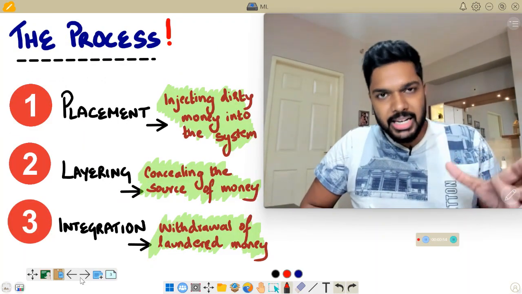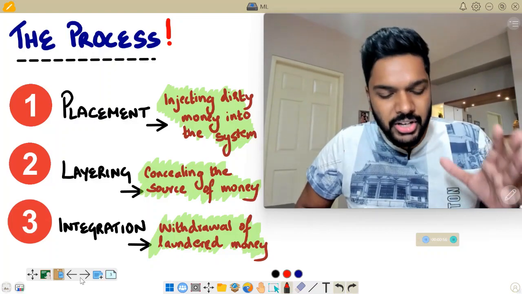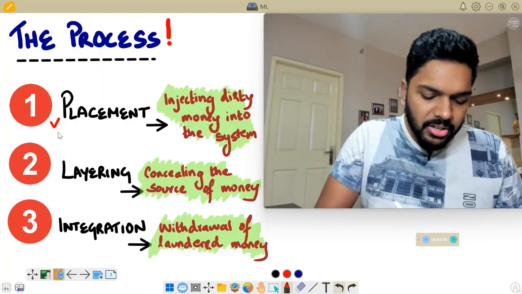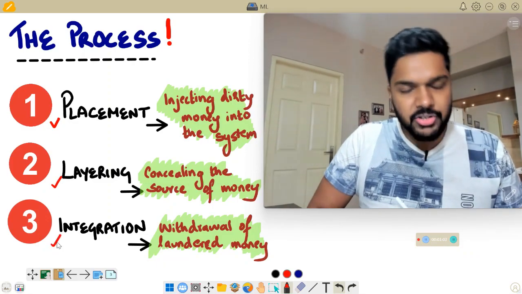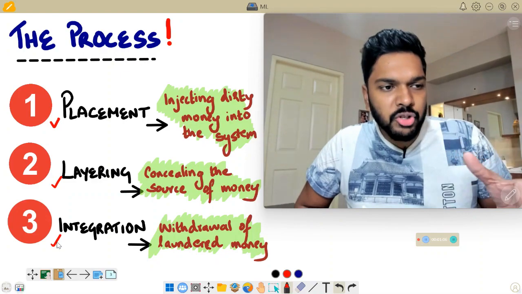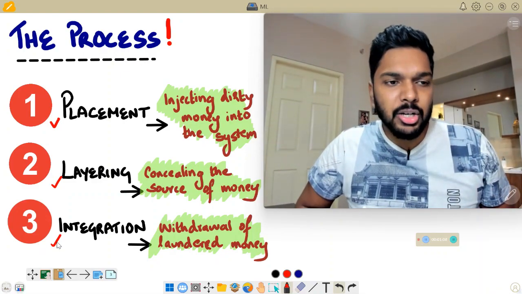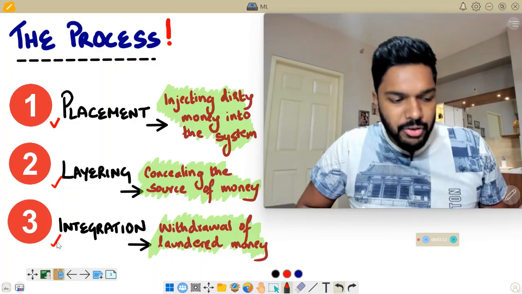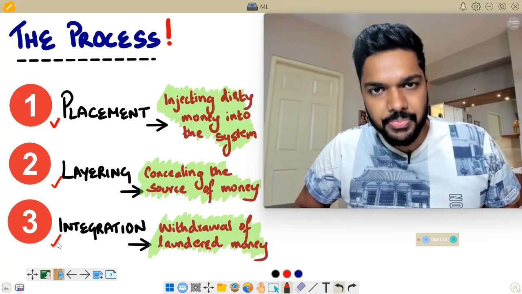Having understood the meaning, let us now dig into the 3-step process involved in this particular activity. You have placement, you have layering, and you have integration. Placement is the process of infusion or injection of dirty money into the legitimate financial system, whereby dirty money is introduced into the system in batches.